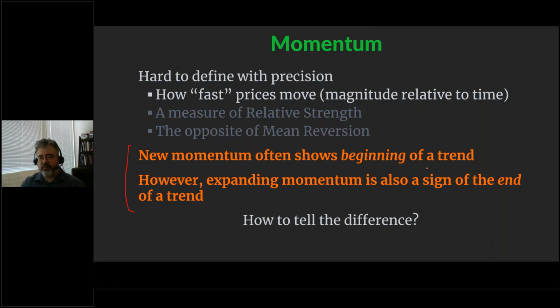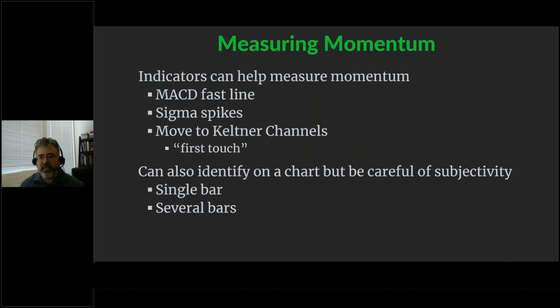However, expanding momentum also is a sign of the end of the trend. And I asked the question here on the slide, how to tell the difference. It's not that hard. For one thing, if you've been in a long mature trend and then the momentum starts to expand, well, it's not too hard to tell. Okay, we've been in a trend now, momentum's expanding. It's quite different than if you're in a tight range, momentum's been low, and then you have a momentum punch. So this is not as hard to untangle as you might think it would be at the beginning.